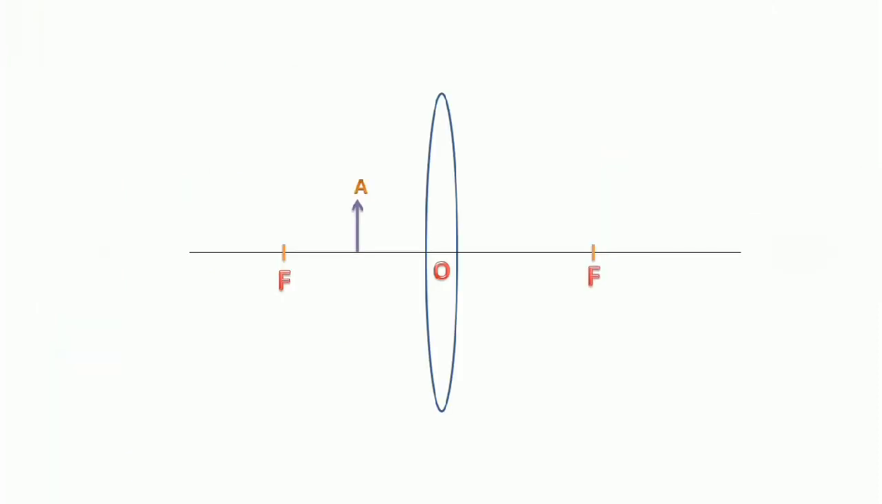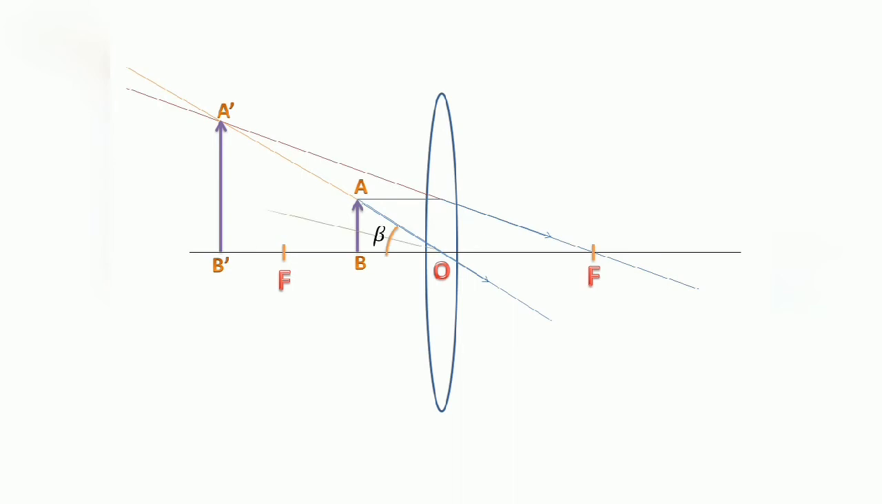Ray diagram showing AB as object placed between optical center and focus, and A'B' as image. This image formed is erect, virtual and magnified. Angle between A'O and B' is beta. If we cut a fragment B'C and join O to C, then we get another angle alpha between CO and B'. In this ray diagram, U is the object distance and D is the image distance.